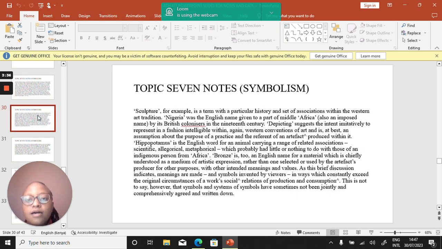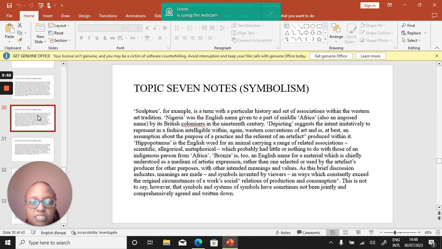So in art, sculpture, for example, is a term with a particular history and set of associations within the Western art tradition. Nigeria was the English name given to a part of Middle Africa, also an imposed name by its British colonizers in the 19th century. Depicting suggests the intent imitatively to represent in a fashion intelligible within, again, Western conventions of art, and is at best an assumption about the purpose of a practice and the referent of an artifact produced within it. So a symbol, as you can see, stands for something.